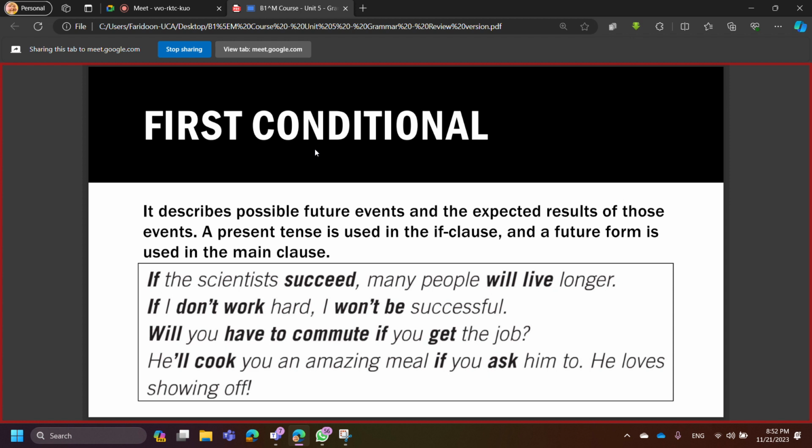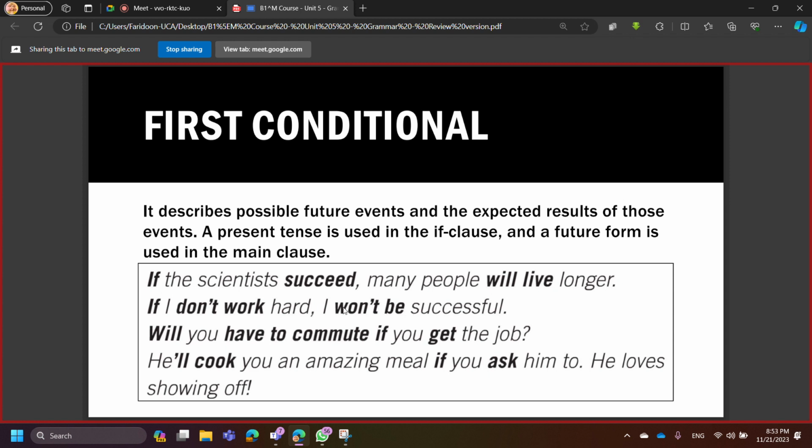What about the first conditional, guys? The first conditional describes possible future events and the expected results of those events. A present tense is used in the if clause, and a future form is used in the main clause. If the scientists succeed, many people will live longer. Or if I don't work hard, I won't be successful.